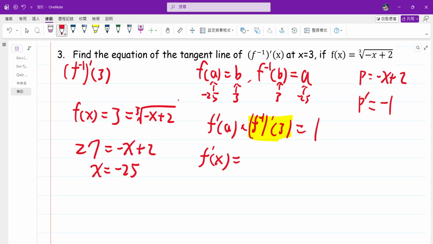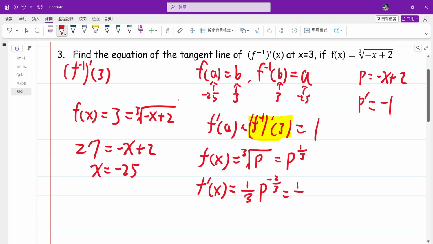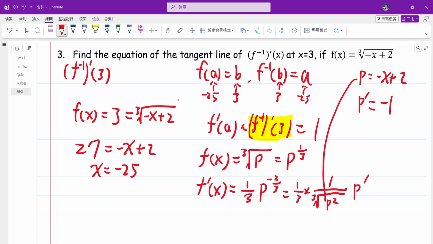negative 1. Okay. So p prime equals negative 1. f of x equals the cubic root of p, which is p raised to a third power. So f prime of x equals a third times p raised to a third minus 1, which is negative 2/3, right? So that is a third times 1 over the cubic root of p squared. And then don't forget the chain rule, so multiply by p prime, right? So we substitute p equal to this here, and then negative 1 here.